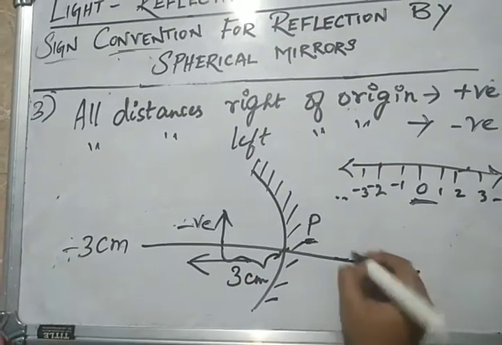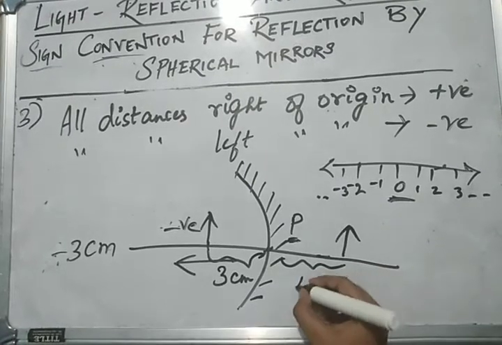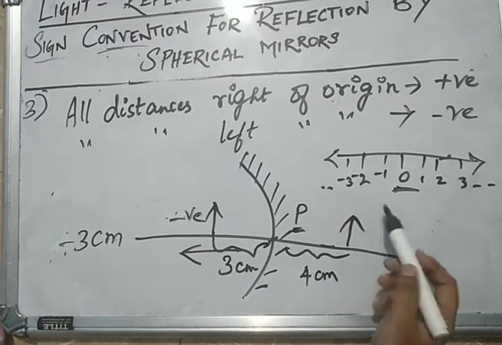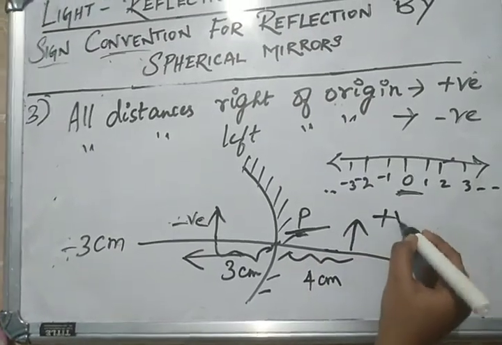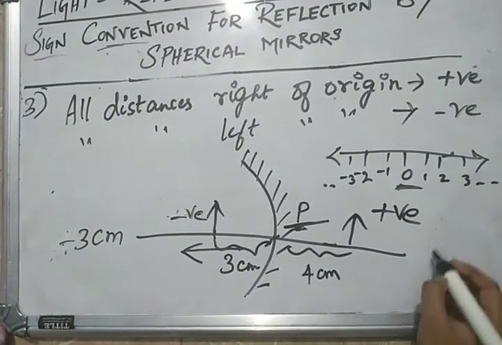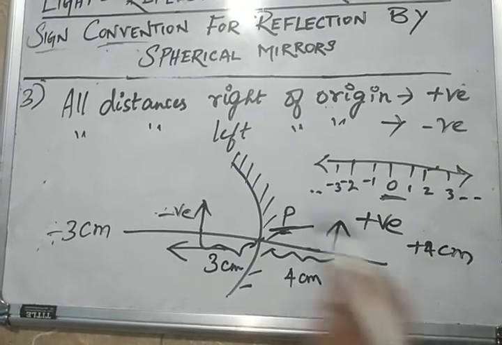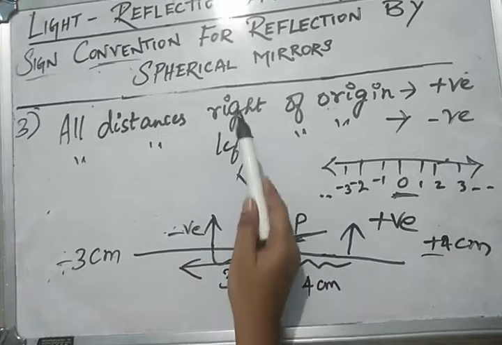I take another object over here. Let this be like 4 centimeter, but where is it? It is towards the right of the origin. So how should I consider it? Positive. Here I should say it is plus 4 centimeter. Always mention the sign plus or minus. Alright, I hope you have understood this.